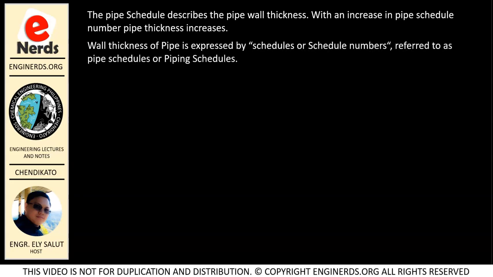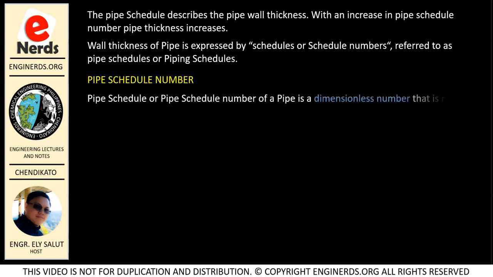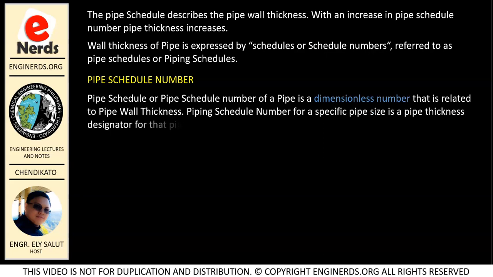So, wall thickness of pipe is expressed by schedule or schedule numbers, referred to as pipe schedule or piping schedules. Okay, so let us now define ano ba tong tinatawag nating pipe schedule number. So, the pipe schedule or pipe schedule number of a pipe is a dimensionless number that is related to pipe wall thickness. So, katulad ng binanggit natin kanina, there is a relationship between this pipe schedule number and the thickness of the pipe.